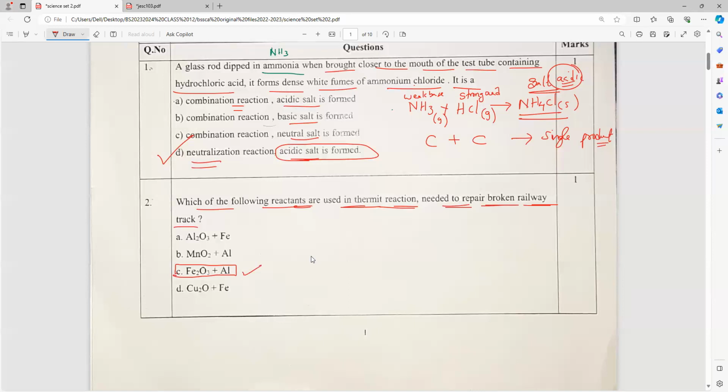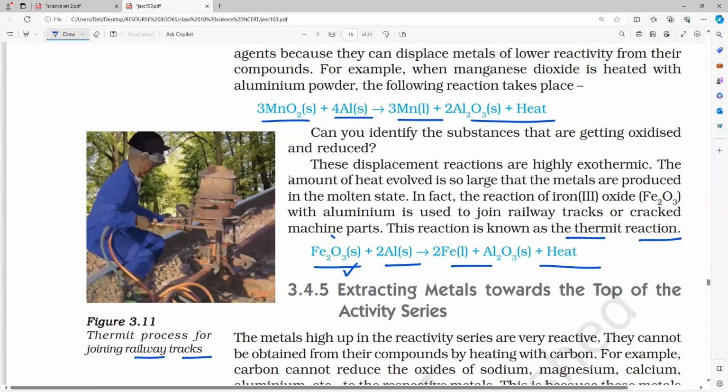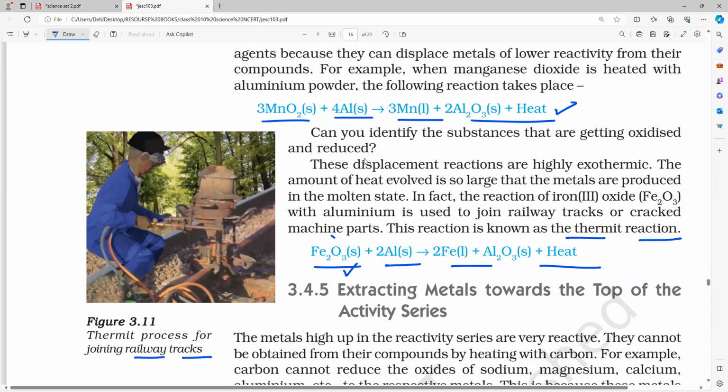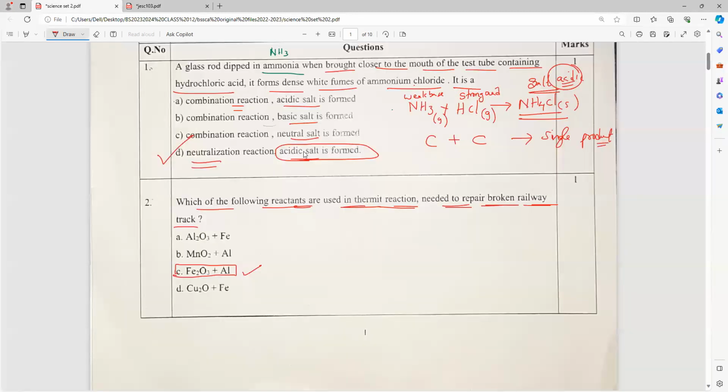But if you have seen here, MnO2 plus Al, this we can also call thermite welding. Extreme heat energy is released, a large amount of heat takes place. But the major reaction for thermite welding is Fe2O3 reacting with aluminum. So hope you all remember, everybody: the major thermite welding reaction is Fe2O3 plus aluminum.